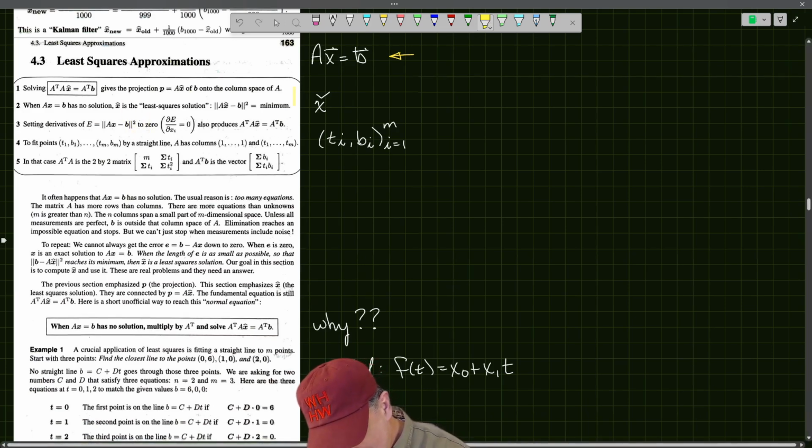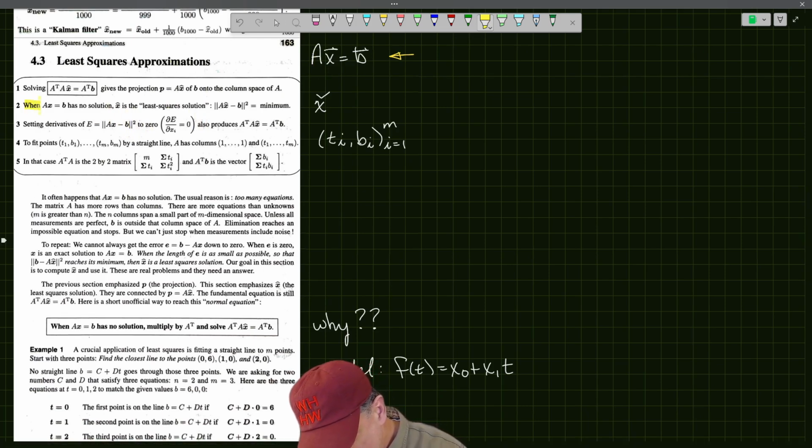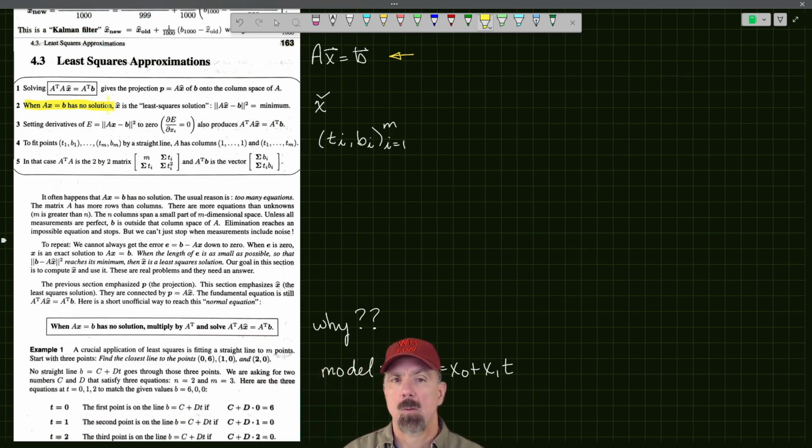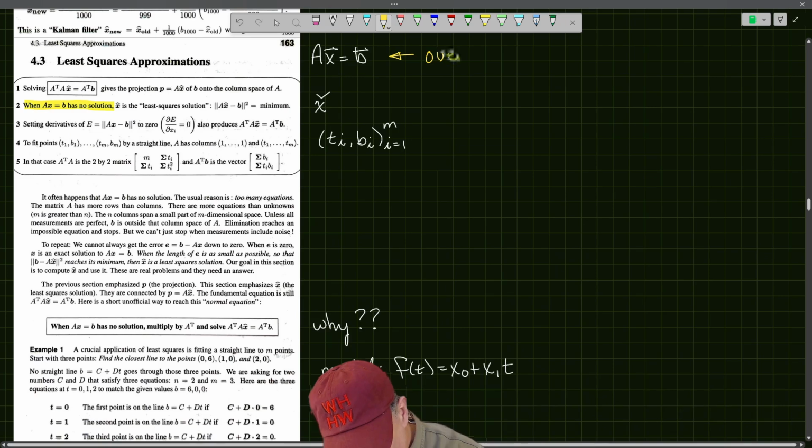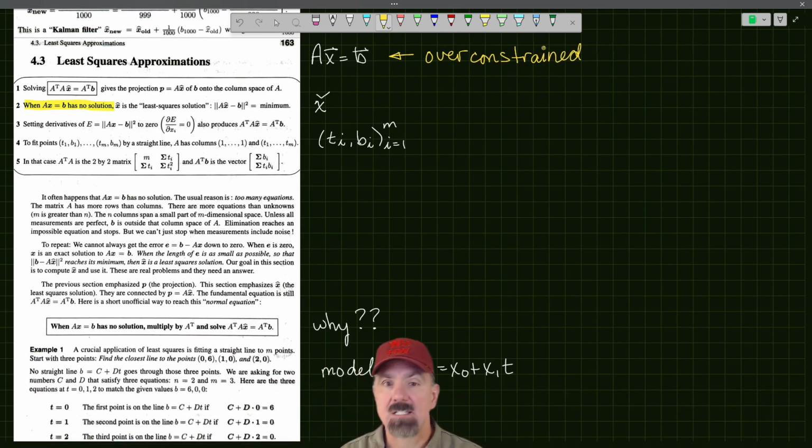He's talking about, and he doesn't say that we're solving Ax equals b, but that's really what we're doing, right? So we have Ax equals b, and there's no solution. b is not in the column space of A. We have a situation that is over-constrained. And what that leads to then is our desire to approximate the solution, because there isn't an actual solution that's going to solve the system of equations.